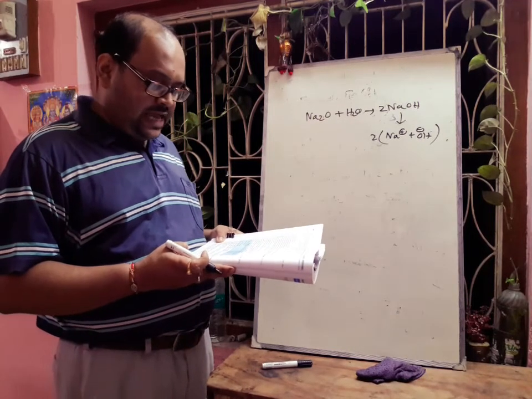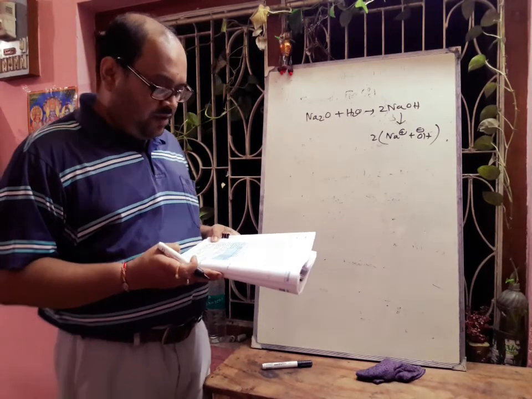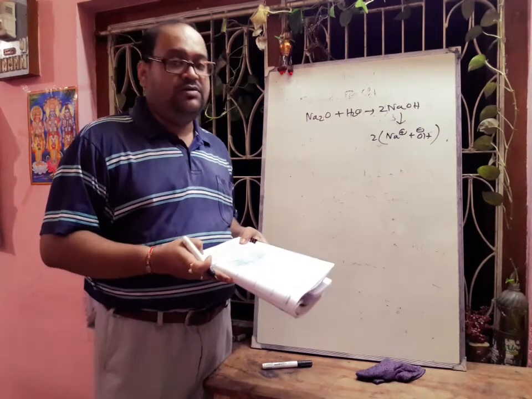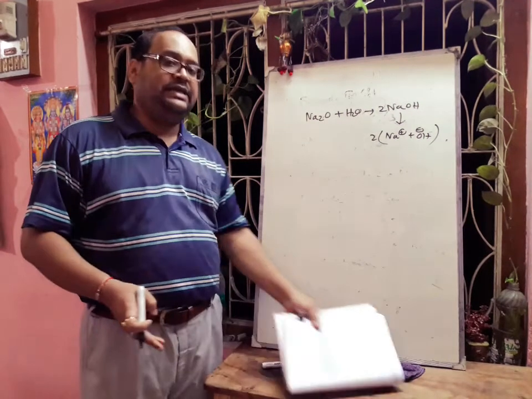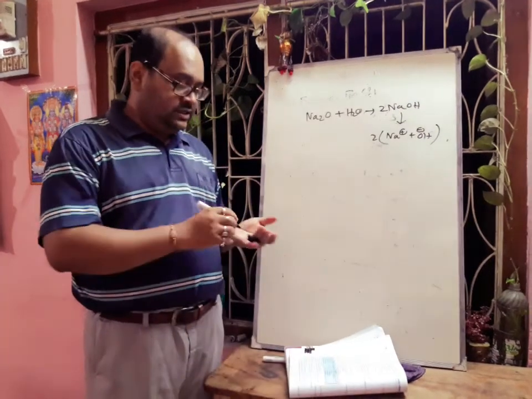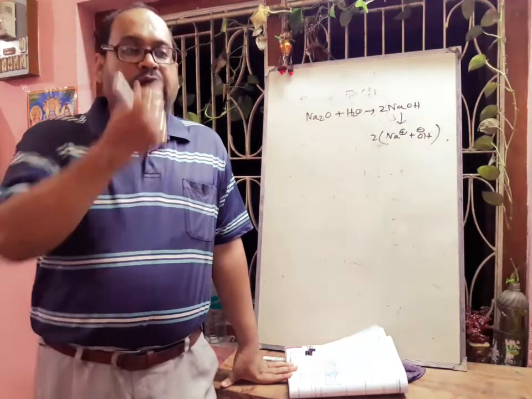Next question: to increase the pH value of a neutral solution, we should add an acid, a salt, or an alkali. Definitely, if we want to increase the pH of a neutral solution, we have to add an alkali, that is water soluble. In this way, you will practice these problems from your exercise for your unit test.